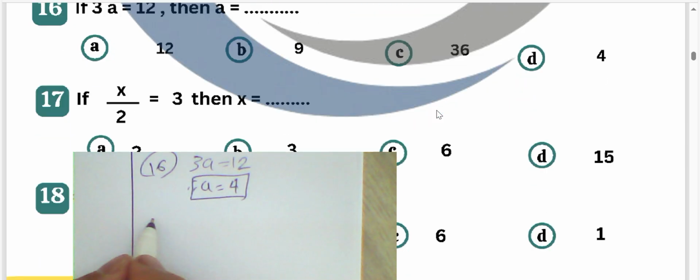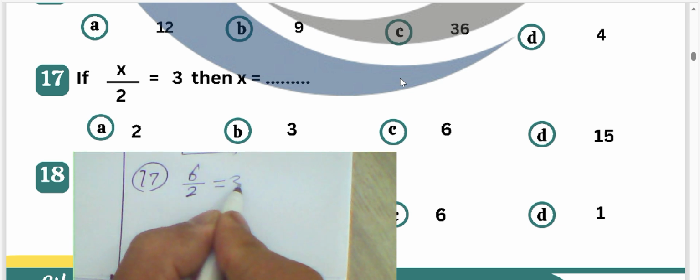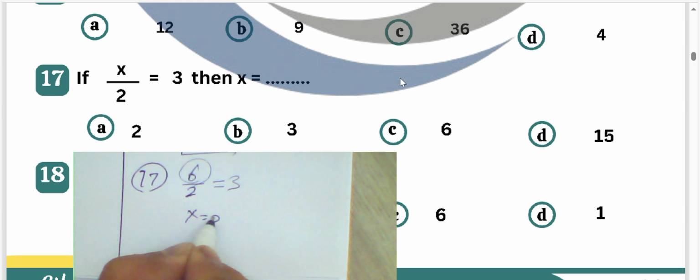17. If x over 2 equals 3, then x will be 6. 6 over 2 equals 3. Okay, then the value of x here will be 6. Next question.